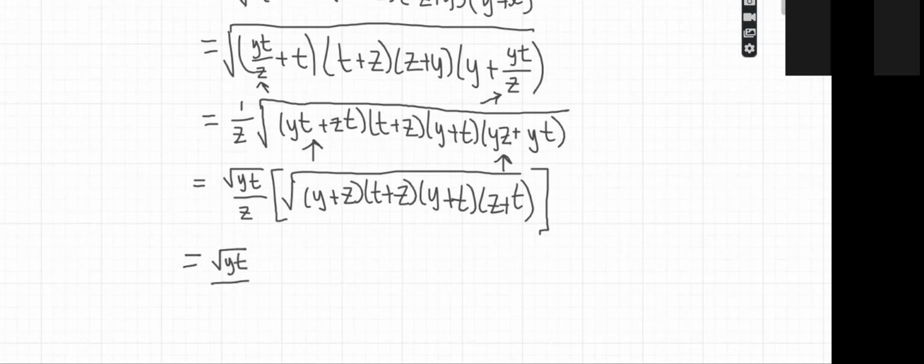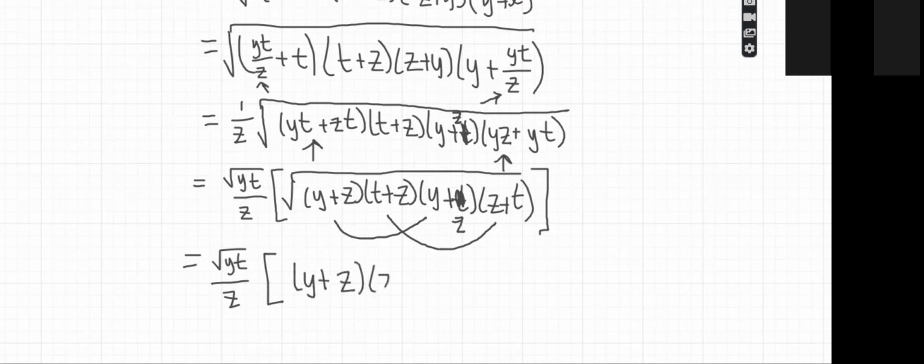Okay. And since y plus z appears twice, okay, hang on, it should say y plus z over here. Okay, that's a correction. Okay, so since y plus z appears twice, and since z plus t appears twice, we'll have the square root is equal to just (y plus z) times (z plus t).